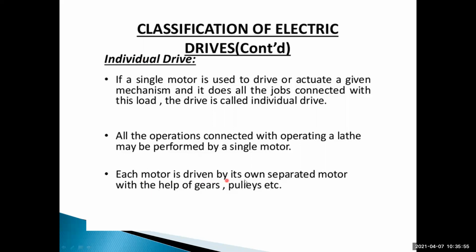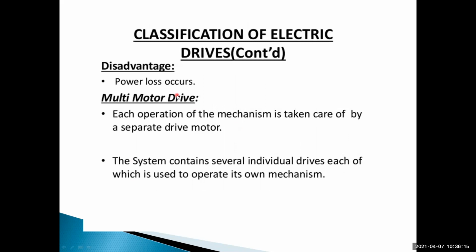Each machine is driven by its own separate motor with the help of gears, pulleys, etc. This concept comes under individual drive. Each machine is driven by its own separate motor with the help of gears, pulleys, etc. This is called individual drive. And disadvantages: power losses occur. In this also, power loss occurs. Power loss is one of the disadvantages.